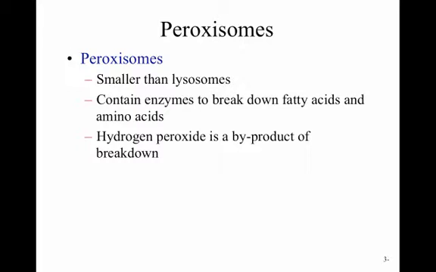So tomorrow when we start the lab, we'll be looking at the model of a cell, and you really won't be able to tell the difference between them by just looking. So as long as you know that it's one of the three, that's fine. But a peroxisome is smaller than a lysosome, and it has enzymes also to break down specifically fatty acids and amino acids, and hydrogen peroxide is a byproduct of that breakdown.